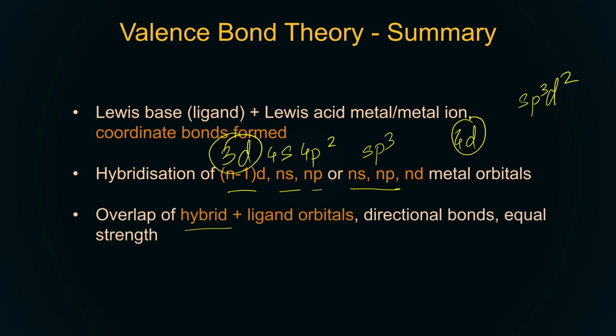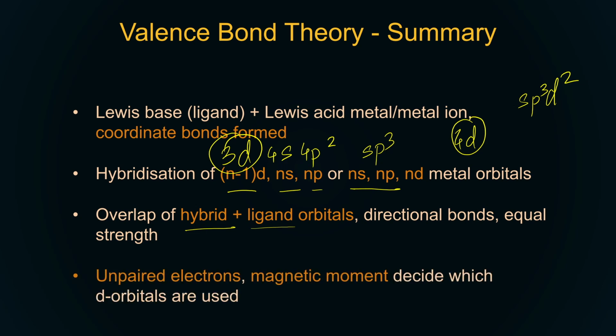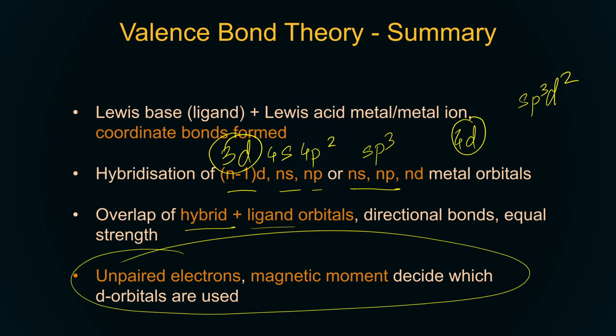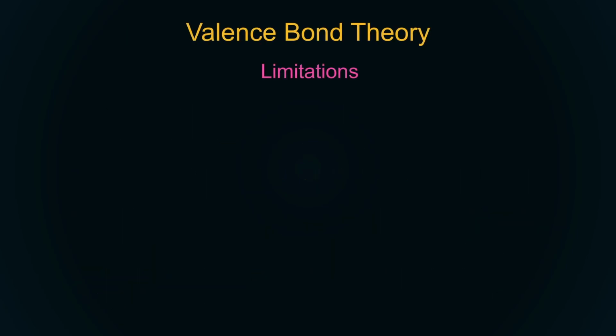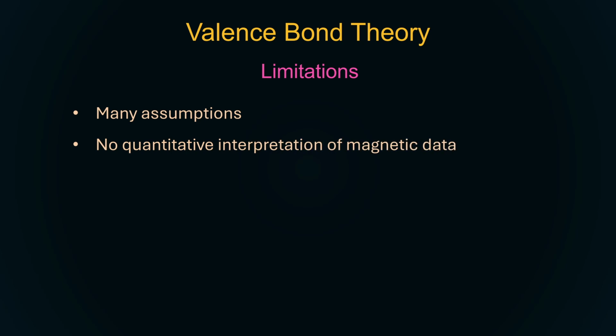Now this whole thing works because of overlap of hybrid and ligand orbitals, which we've also shown you. These are directional and equal strength bonds, and we're able to do all of this only because you measure the magnetic moment and then you backtrack that you must have these many unpaired electrons. So that must be the hybridization and which d orbitals are used. And that's the problem. You're doing too many things. There are too many assumptions over here. That was one of the biggest drawbacks.